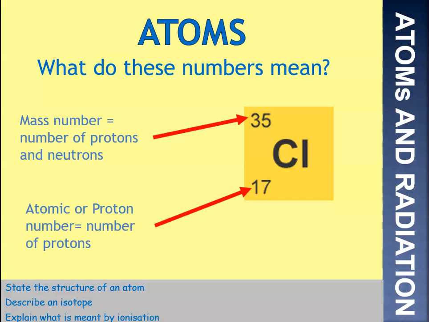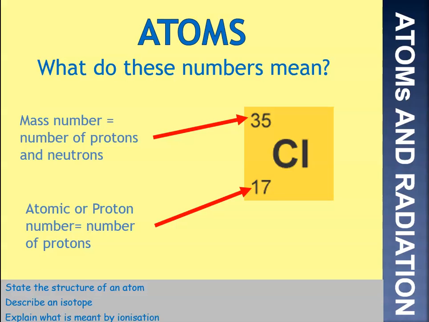The bottom number in this case, which is 17, would be the atomic or the proton number. That tells us just the number of protons in the atom. The symbol in the middle, Cl, tells us what atom it is. So the top number, or the mass number 35, is the protons and neutrons. The bottom number is the atomic number.